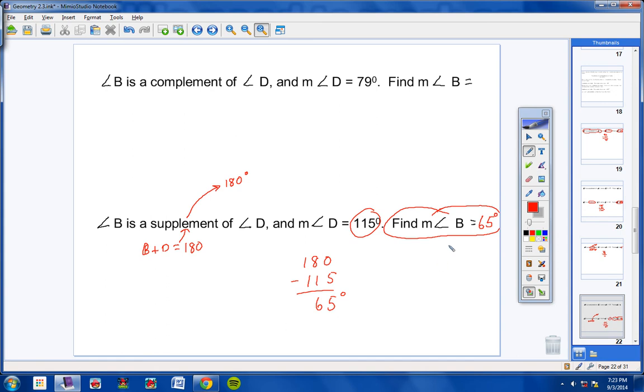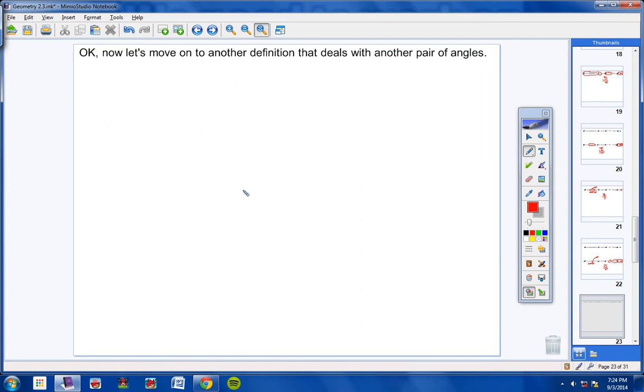We must move on. We have a lot of notes to take today, so let's continue on. Here we go, guys. Okay, now let's move on to another definition that deals with another pair of angles. Let me pause and emphasize this to you again. When we're talking about complementary and supplementary angles, remember they come in sets of two. They come in pairs of two. Well, this next term that we're going to look at is also a term that comes in sets of two or pairs of two.